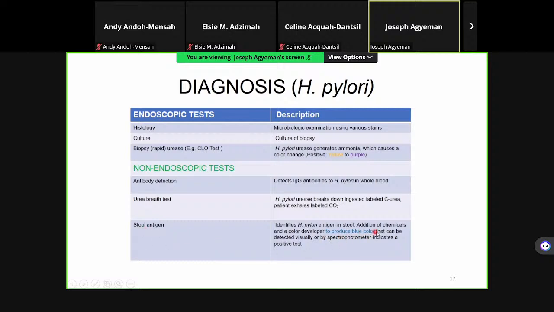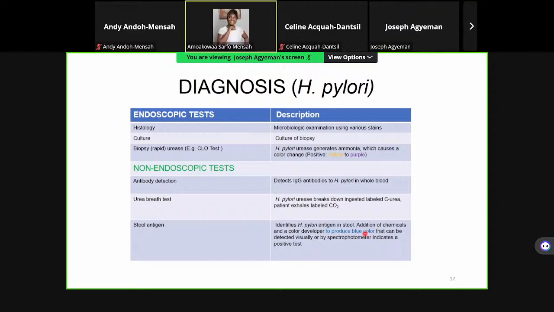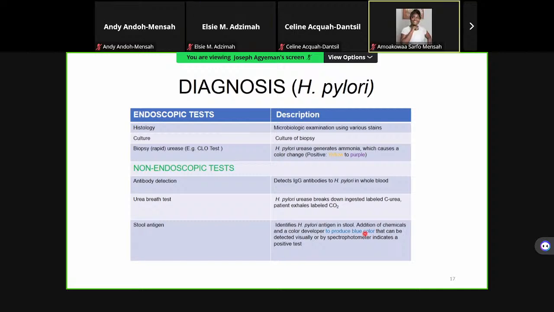You run it and you get this bluish coloration. It means that the H. pylori antigen is there. If the H. pylori antigen is within your stool, then it means you have the H. pylori in your body. So it confirms the infection. Are you okay? Yes, please. All right. Any other question?